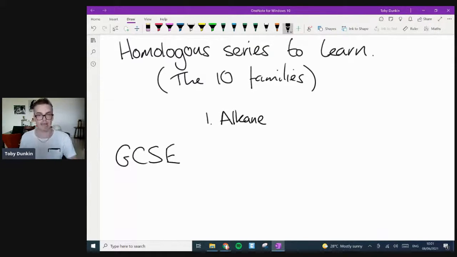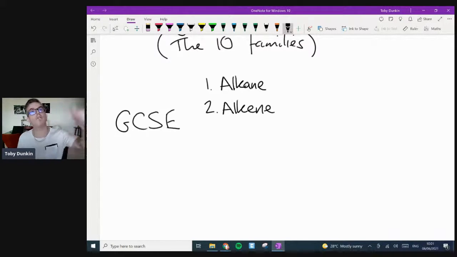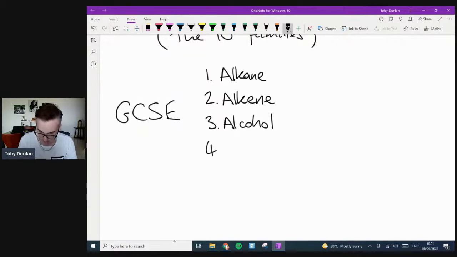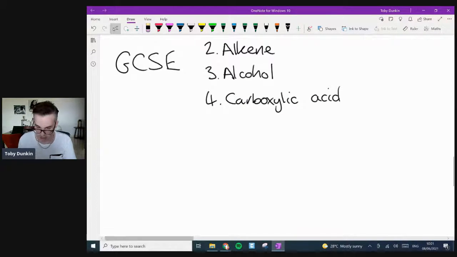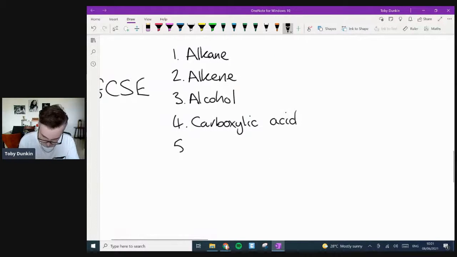GCSE, so we have family number 1, the alkane homologous series, the alkanes. Next, number 2, is the alkenes. We've seen both today very briefly. So we've got alkanes, we've got alkenes. Number 3, we need alcohols. The alcohol homologous series or family, the alcohol family. Everyone loves the alcohol family. Number 4, we need the carboxylic acid family. Can I just point out that was one that Lauren mentioned earlier, which was nice. So the carboxylic acid homologous series. Number 5, haloalkane family. This is still GCSE.